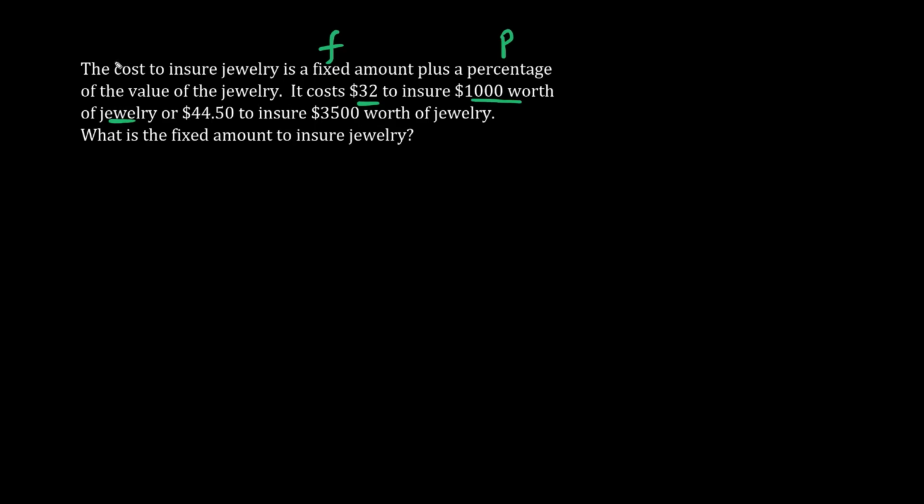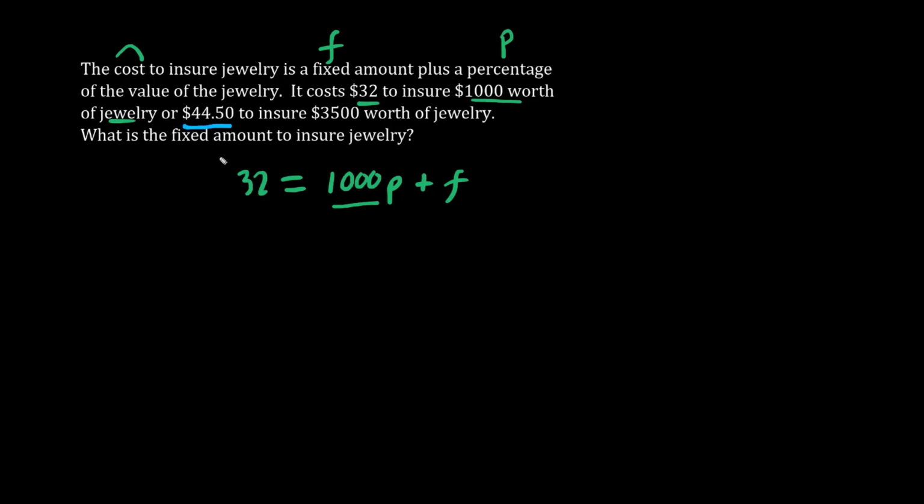So the cost, C, is 32. The cost is 1,000 P plus a fixed cost. P is the percentage. The percentage of the cost of a jewelry is P times 1,000 because that's $1,000 worth of jewelry, and we're paying a certain percentage to insure this jewelry plus a fixed cost, and the overall cost is $32. This here is our first equation.